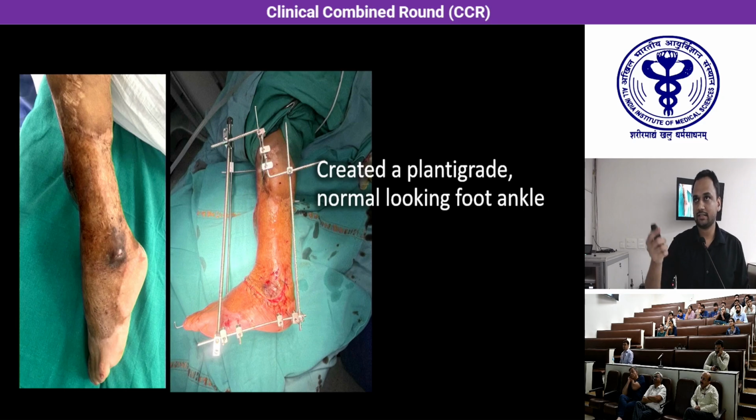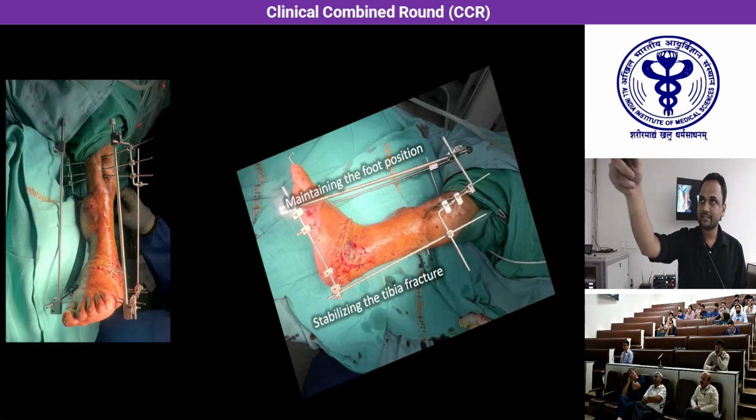In this surgery, we used 2 sets of rods for correcting the deformity. We can see there is an anterior row of rods. It is used to maintain the foot in the neutral plantigrade position, and there is a posterior row of rods which is used to stabilize the tibia fracture non-union.